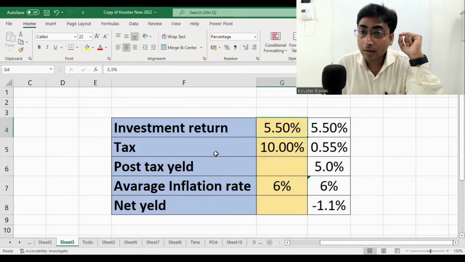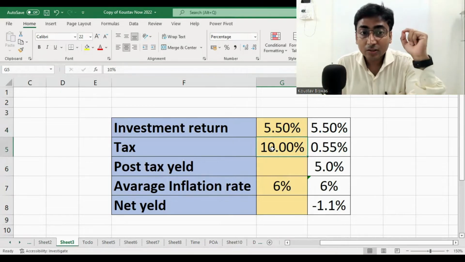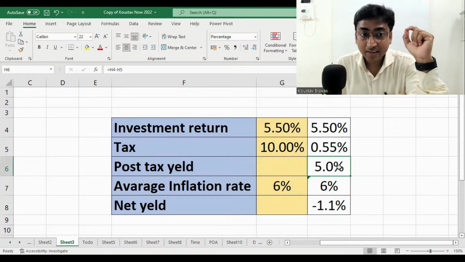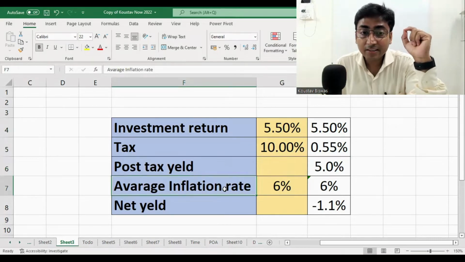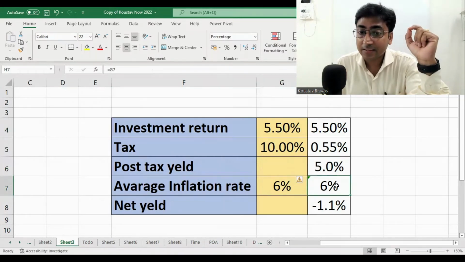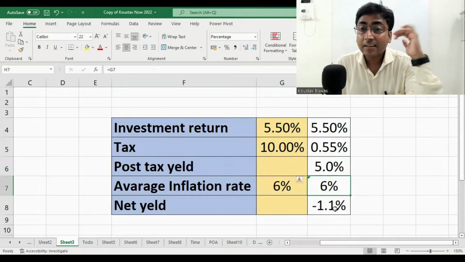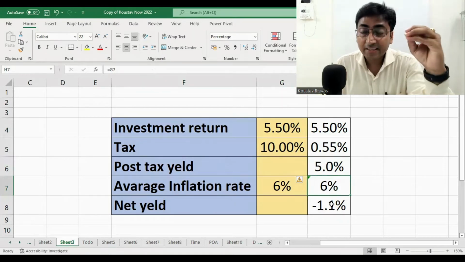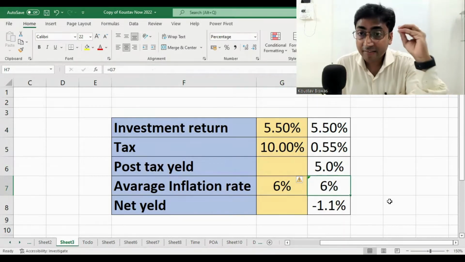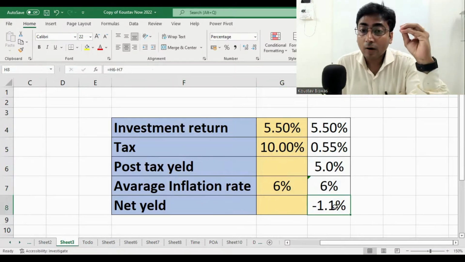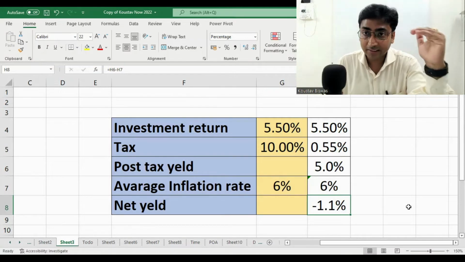And if you come under the 10% tax bucket, your post-tax yield is 5%, right? And as your inflation rate is 6%, that means your net yield is minus 1.1%. That means by investing into fixed deposit every year, you are losing 1.1% of your wealth. Clear?